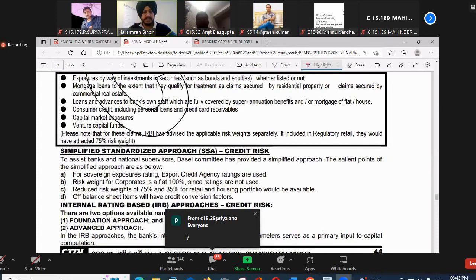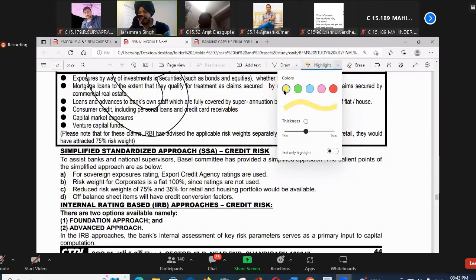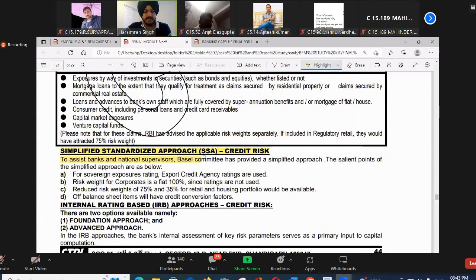Under the simplified standardized approach, the haircut is still pending, the rest of the entire approach is over. Just one portion, haircut, is left. I'll do it in 5 minutes. Now this is the summary of the simplified standardized approach. Under the simplified standardized approach for credit risk, a few salient points.